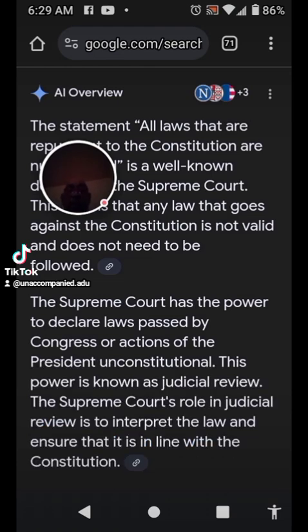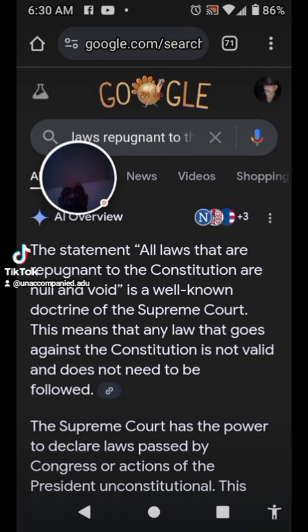A lot of people have been asking questions. I read this a long time ago. Now that I know how to use the internet, I ask the internet questions. People say, how do you know so much? Well, I ask the right questions. When I ask the right questions, I talk to the internet. And by that, I simply put "laws repugnant to the Constitution," and AI came up with the answers.